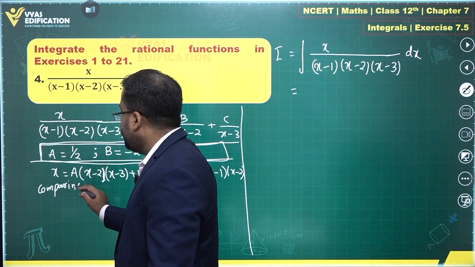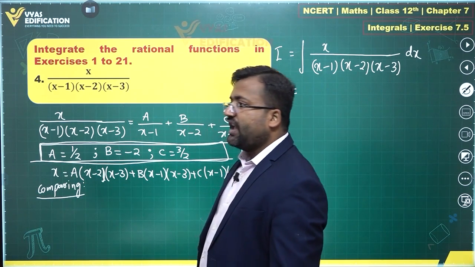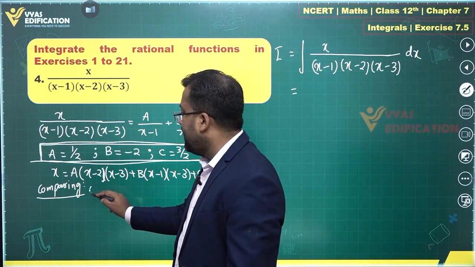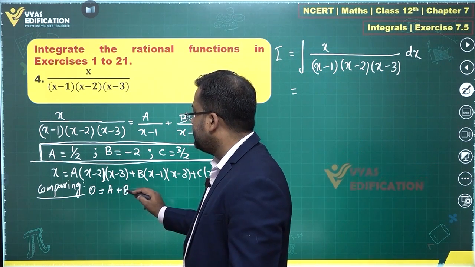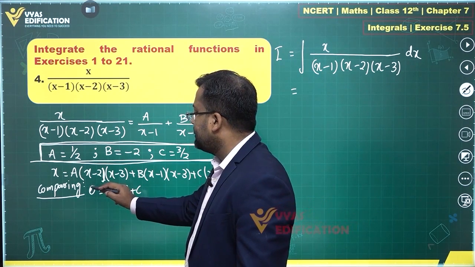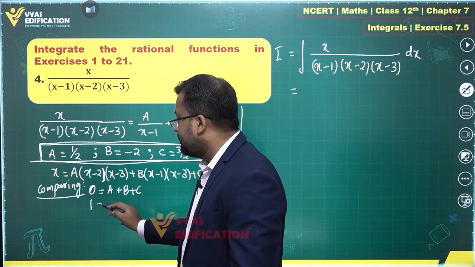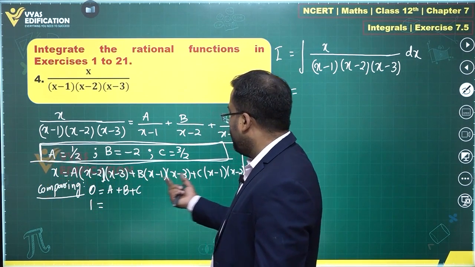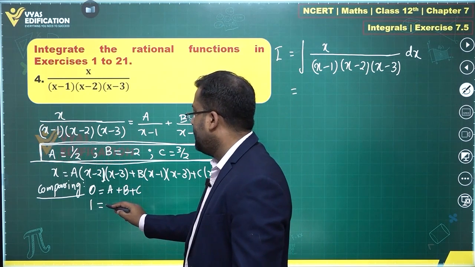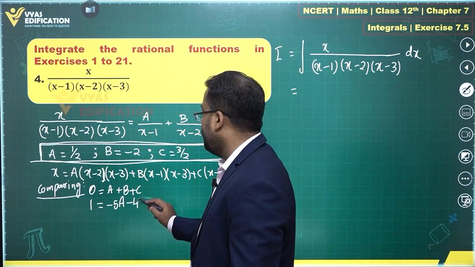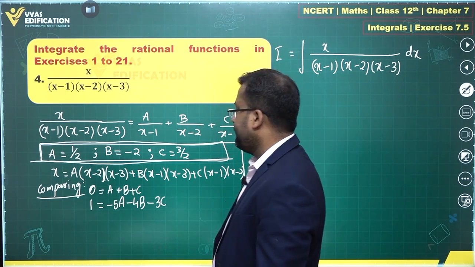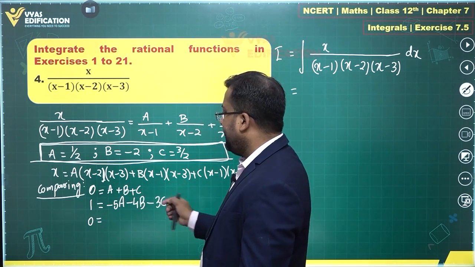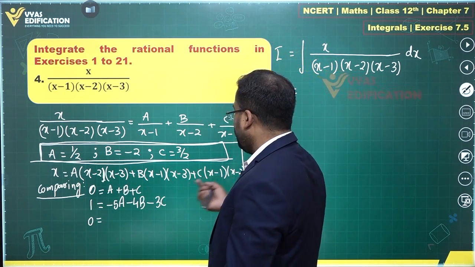So comparing tells me that the coefficient of x square on the left hand side is 0, and the coefficient of x square on the right is a x square, b x square, c x square. What do you have? 0 is equal to a plus b plus c, by comparing the coefficients of x square. By comparing the coefficient of x, that is 1 on the left hand side, what you get on the right hand side is minus 5a minus 4b minus 3c. What next? The constant term on the left hand side is 0. The constant term on the right hand side is 6a, 3b, 2c.